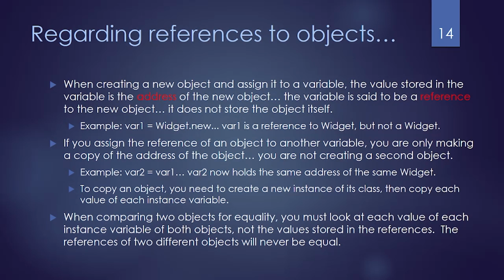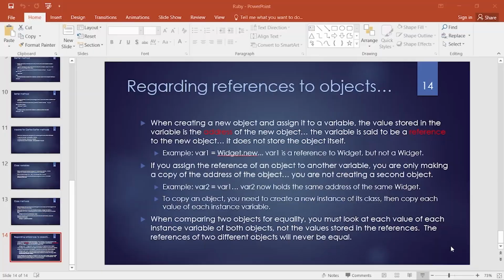So when you're comparing two objects for equality, you must look at each value of the instance variable of both objects, not the values stored in the references. The references of two different objects will never be equal. So if we go back up to the example here, if var2 and var1 actually were different objects and you were testing them for equality, even if all of their values are the same, var2 is not going to equal var1 because they're going to have different addresses to these objects that are otherwise the same. So that is my attempt in words to drive that home.